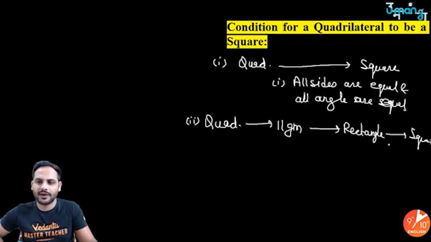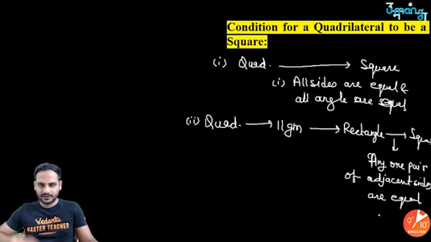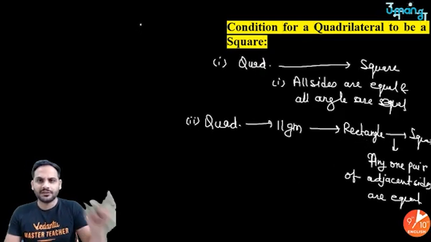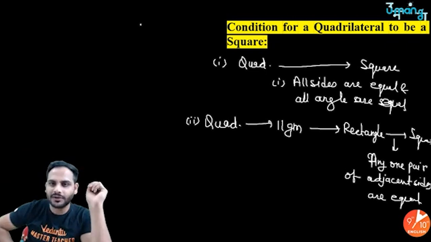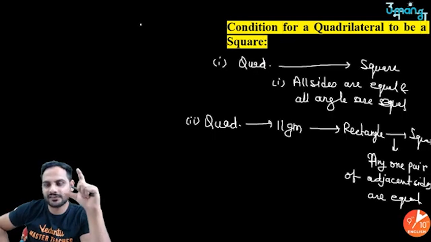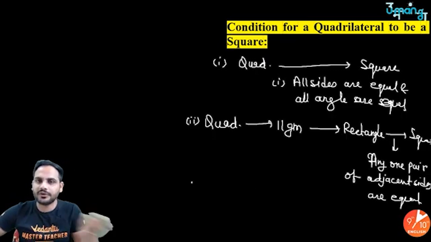go from rectangle to square if you prove any one pair of adjacent sides are equal. This is the same logic that follows in parallelogram to rhombus. Since I have proved it to be a rectangle, in a rectangle we know only opposite sides are equal. So if any one pair of adjacent sides are equal in a rectangle, automatically all the sides will become equal. Since it was a rectangle, all angles were 90. And if any one pair of adjacent sides are equal, all the sides are equal, so all angles are equal as well as all sides are equal. So it is a square.